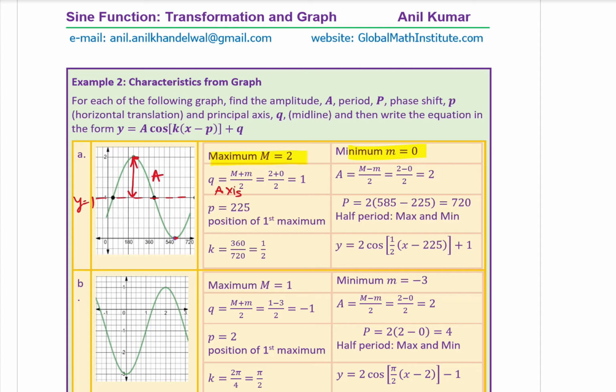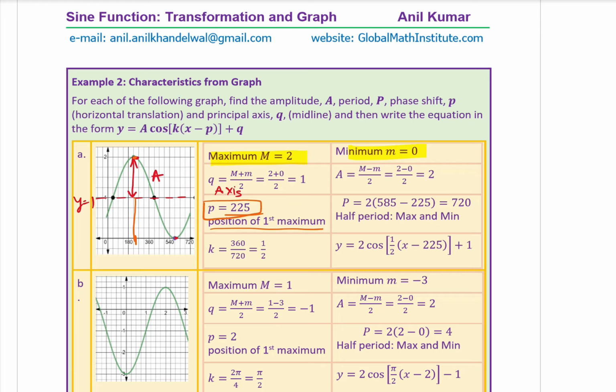Now, clearly, the first maximum is at, let me use a different color, this point, correct? This point here is 225, which is 45 to the right of 180. Do you see that? So this happens to be at 225, and that becomes the phase shift. So the position of the first maximum gives you the phase shift for a cosine function.